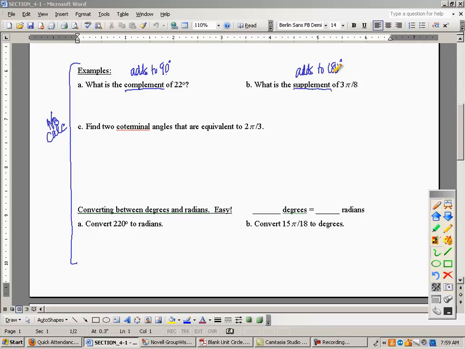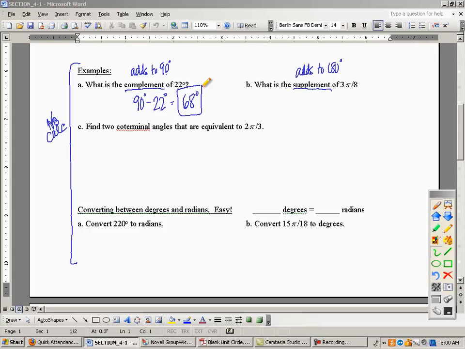So those are kind of some things for you. The biggest thing, what is the complement of 22 degrees? What I'm going to do is take 90 minus 22 degrees. So 90 degrees minus 22 degrees is 68 degrees. And this one I think you're pretty familiar with. That's a lot of the geometry type questions. However, it's when I start adding the radians at you that it gets a little bit more difficult.